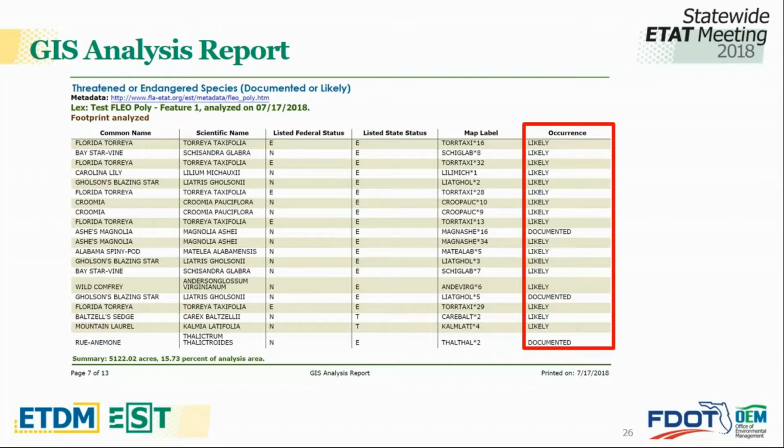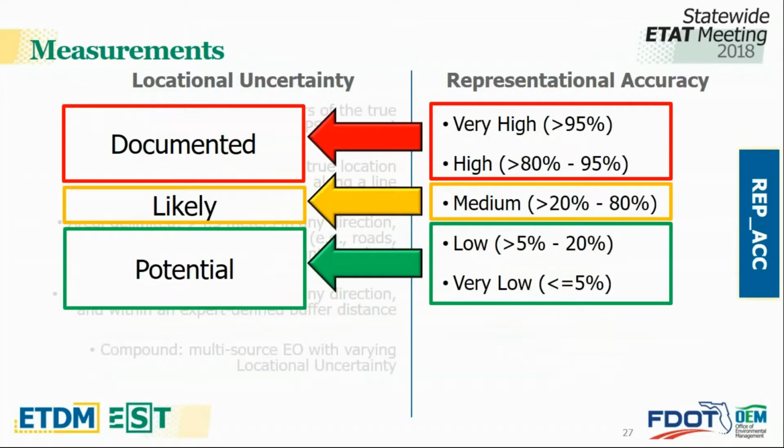So in this report, you'll see a column showing the occurrence likelihood, which is based on that representational accuracy. Although this is a great way to see all the data for your study area, it does not display the actual percentage of representational accuracy or locational uncertainty. But remember that you could infer generally what the representational accuracy is based on which layer you're using. So again, documented is going to have that high or very high. Likely is some range of representational accuracy in the middle, and potential is going to have very low representational accuracy.